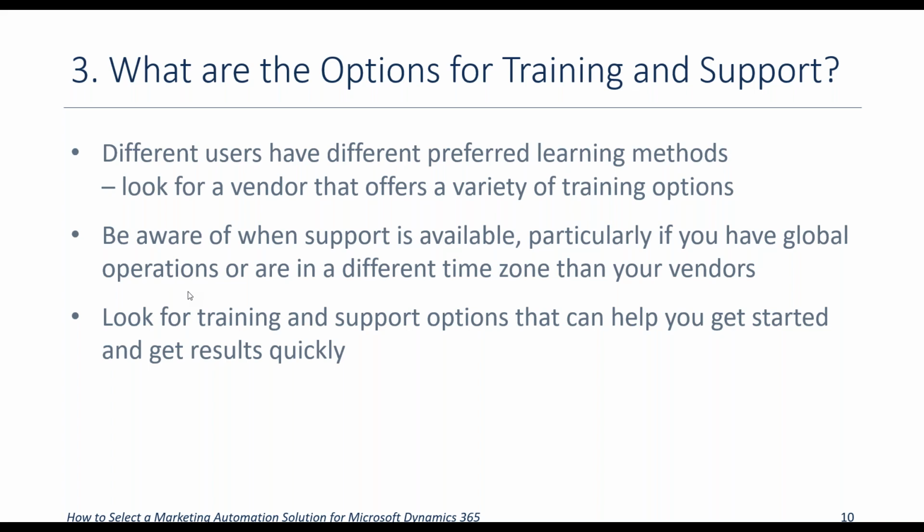Since different users have different ways of learning and different schedules, you really want to look for a marketing automation vendor that has a variety of training options such as live webinars, recorded courses, help articles, and blog posts. Similarly, support should be offered in different ways to suit your company's needs and operating hours. Not only does that demonstrate that help is available to you when you need it, but it also ensures that you can get started quickly and start seeing results.